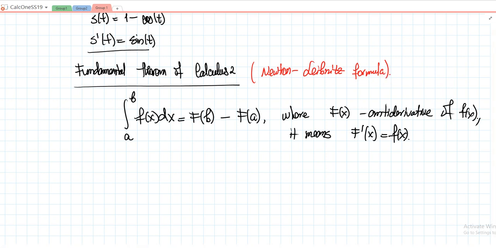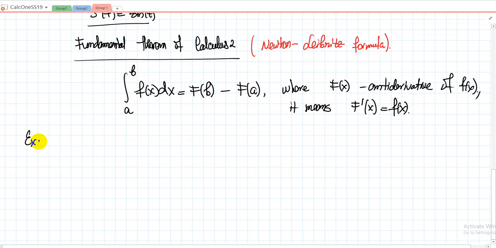So you've seen this before. So let's do an example. Let's evaluate the integral from 0 to 1 of 4 plus 3x squared dx. In order to evaluate this using the fundamental theorem of calculus 2, first of all, we need to figure out its antiderivative. The antiderivative of this function will be equal to 4x plus x cubed. Why? Because if I take the derivative of 4x plus x cubed, I will have 4 plus 3x squared. So this is the antiderivative of the function under the integration.